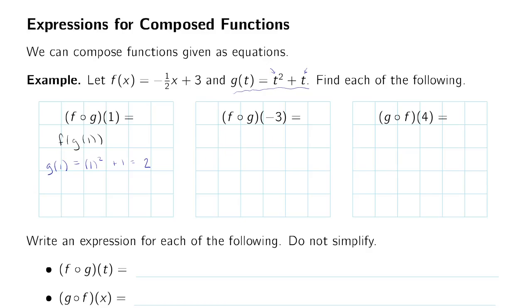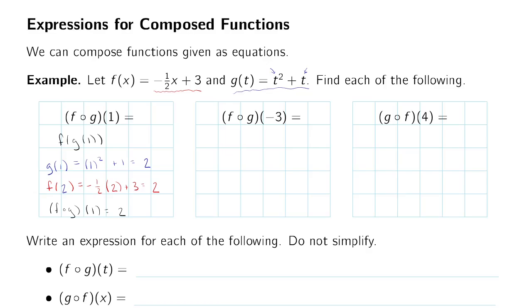And then to take f of that, we'll take f of this 2, and f is the function that takes negative half of its input plus 3. So negative half of 2 plus 3, that's negative 1 plus 3 is 2. So f composed with g of 1 gives us 2.